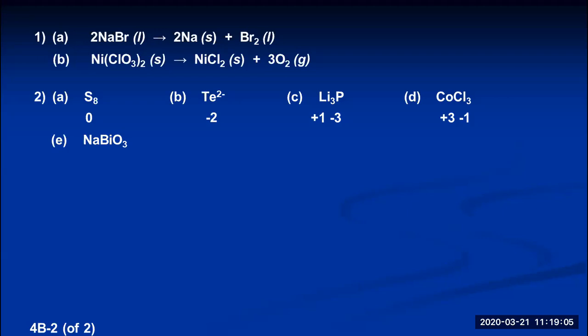E is sodium bismuthate. This is an ionic compound, so the sodium ion's charge can be determined from its position on the periodic table. It's +1. Then BiO3 is a polyatomic ion. Oh, I said sodium bromate. This is sodium bismuthate, sorry. So between bismuth and oxygen, oxygen has the higher electronegativity. The oxygen will be assigned an oxidation number of -2. So now here we go. You know, the whole compound must be 0. The oxygens, -2, -2, and -2 add up to -6. The sodium is +1, so if you have a +1 and a -6, what does the bismuth have to be? So they all add up to 0, and that would be +5.